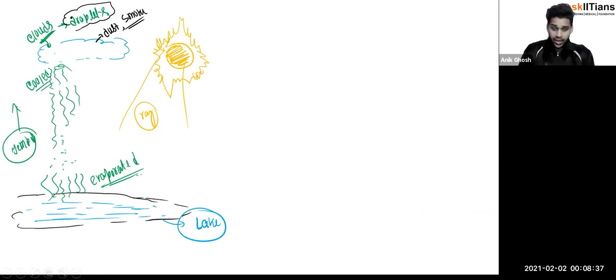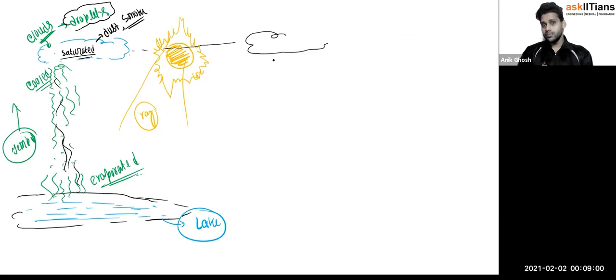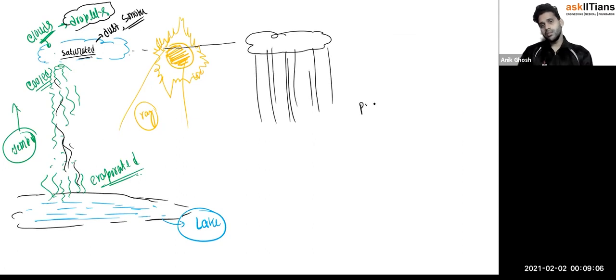Okay, and the water would keep on going up, and there would be a time when these clouds would get saturated. Now these clouds are water carrying clouds. These are the clouds that come to a place and pour these waters. We call it precipitation, and it pours these waters as rain.